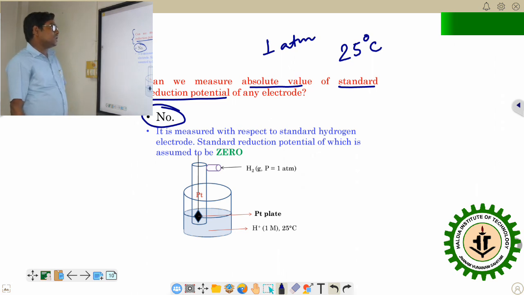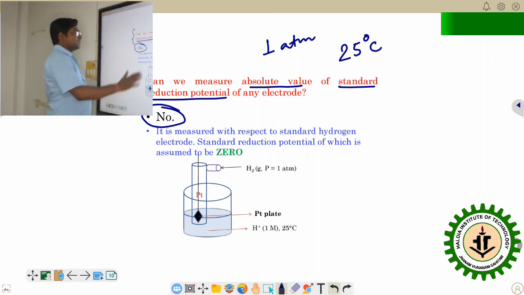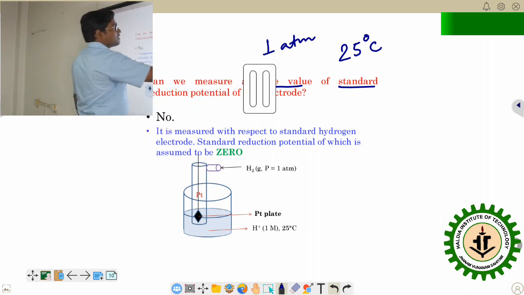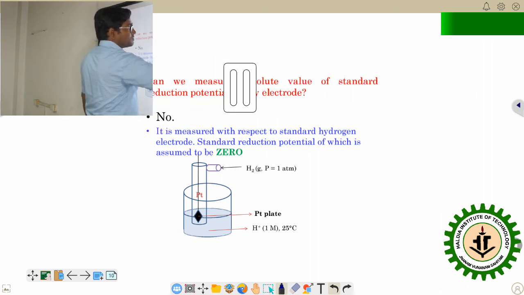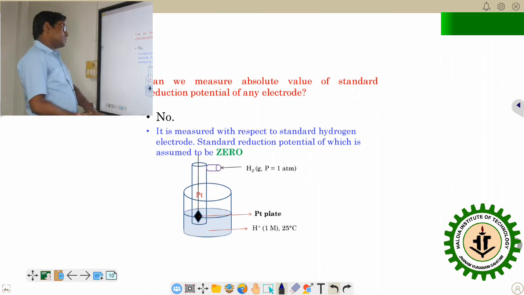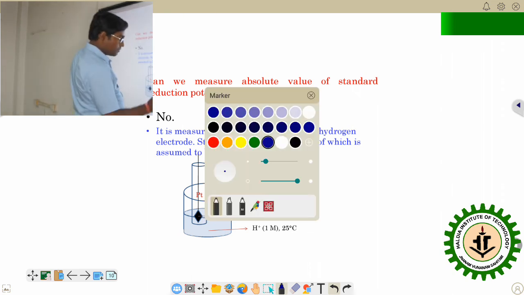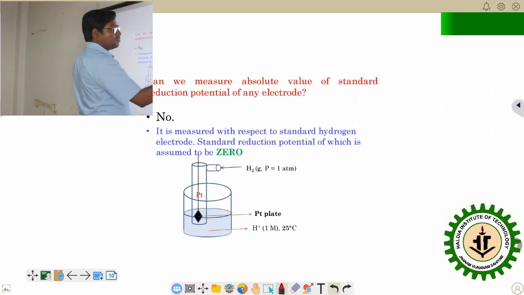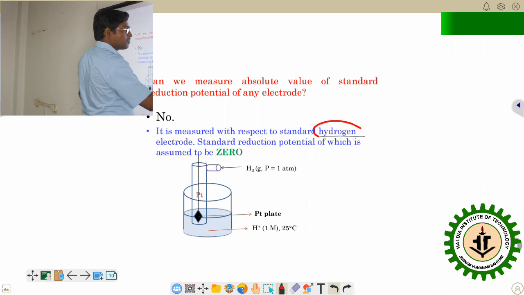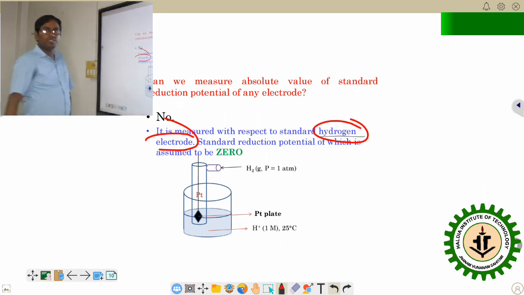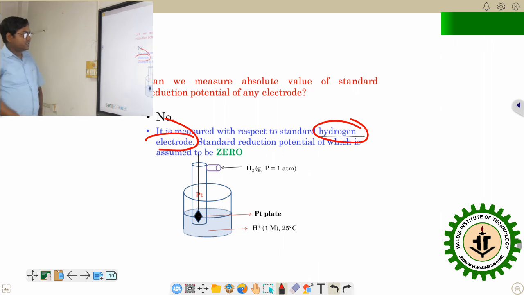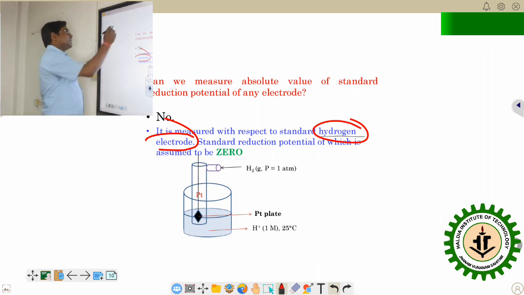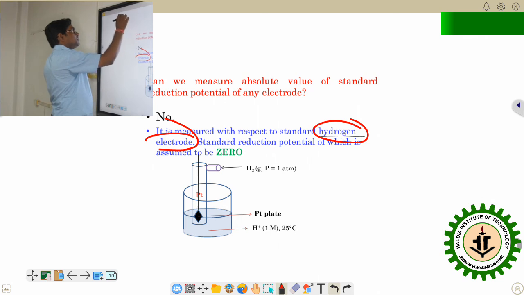What we can do is only measure the relative potential. Since we are trying to get the relative value, we have to have some reference. What is the reference we take? We take the hydrogen electrode as the reference. If any electrode, say for example M n plus M, is given to us, and we want to find out its potential.